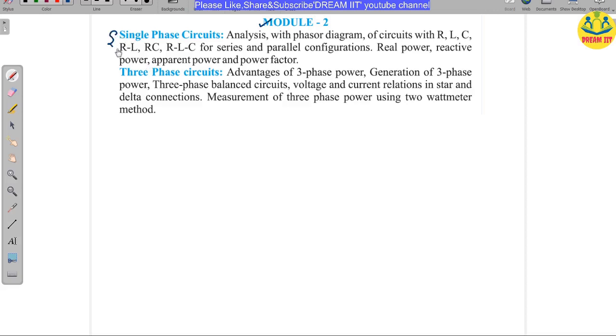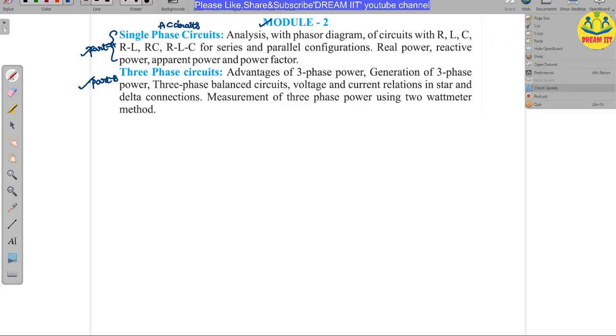As I told already, there are part A and part B, so two parts are there. Here also we have two parts: one is single phase circuits and another is three phase circuits. Already, single phase circuits, that is, alternating quantities, the AC circuits, we have seen in the last module. So that is the continuation here. Let us see what the AC circuits are.